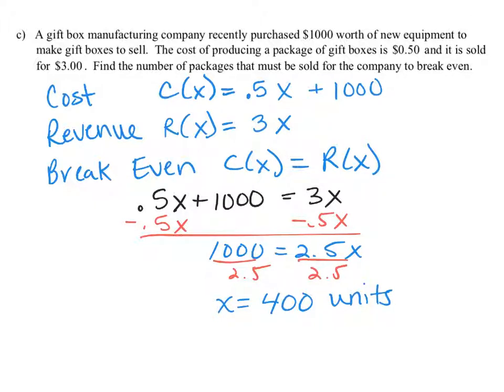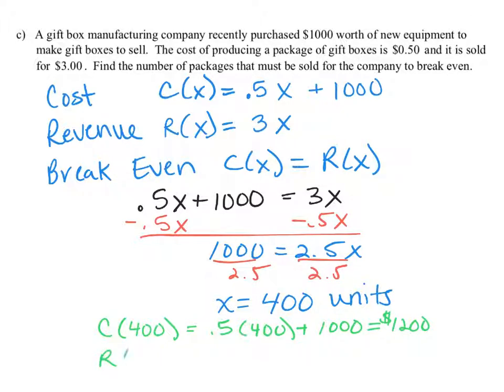And we can check by looking at the cost of producing 400 units. It's 50 cents, or 0.5 times 400 plus the $1,000 fixed cost. And that is going to equal $1,200. The revenue by selling 400 boxes is $3 for each unit. So that's 3 times 400, which is also $1,200. So we see that if selling 400 units, the company breaks even. So in order to make a profit, we would want to sell more than 400 units.